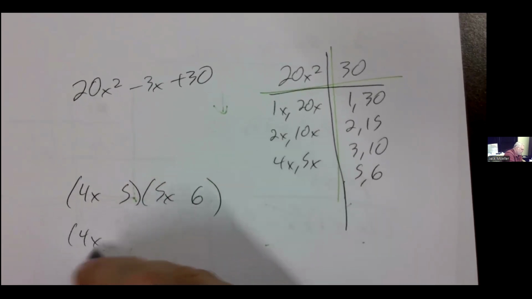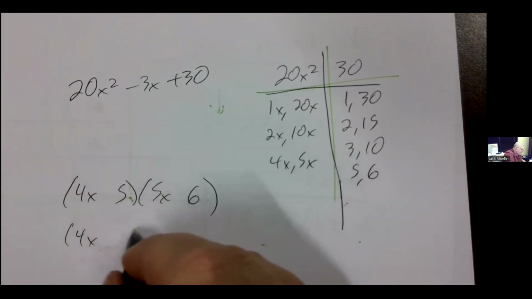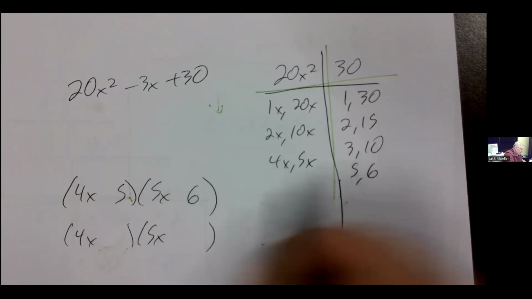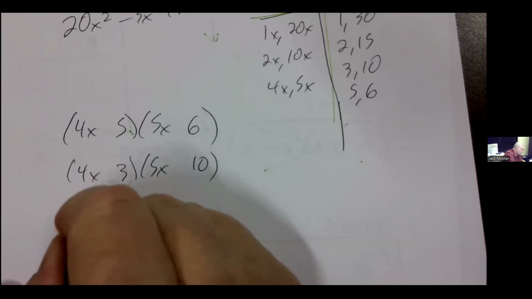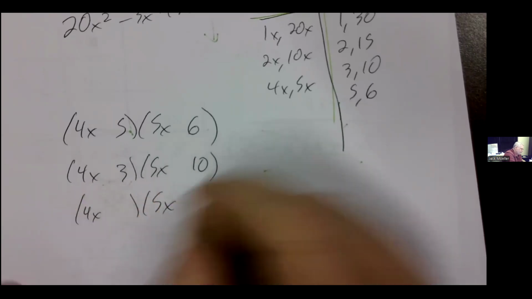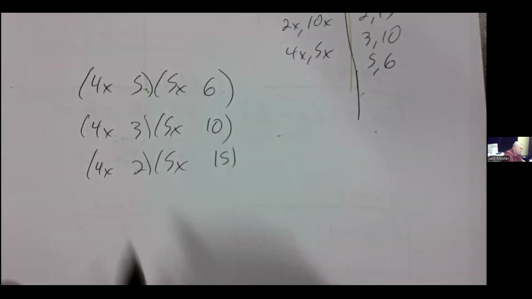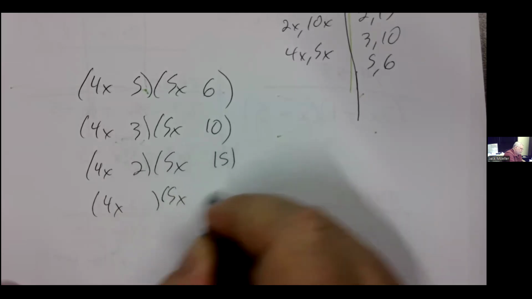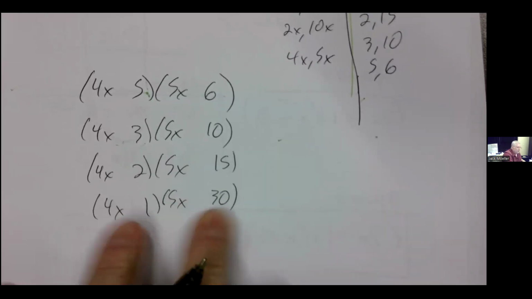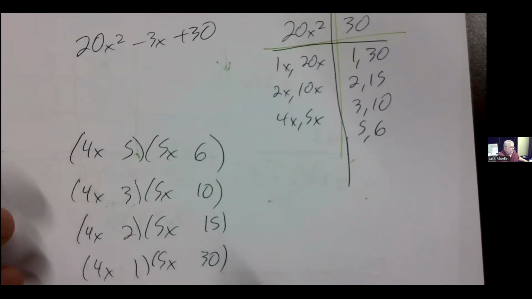We could have the 4x and the 5x, and you could flip-flop those. You could have the 4x and the 5x with the 3 and the 10, and then flip-flop the 3 and the 10. You could have the 4x and the 5x with the 2 and the 15, and then flip-flop the 2 and the 15. You could have the 4x and the 5x with the 1 and the 30, and then again, flip-flop the 1 and the 30. So that's 4, and then flip-flop them. That's 8 possibilities. Now, what about the signs?